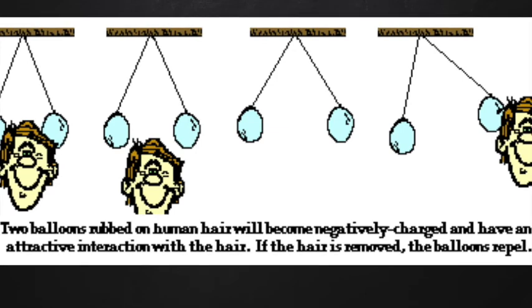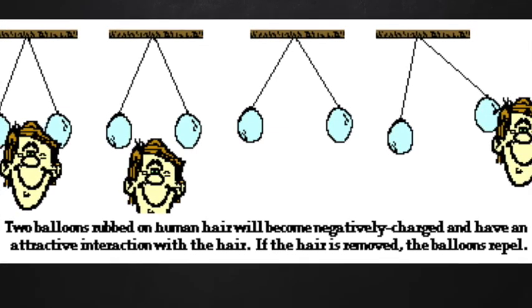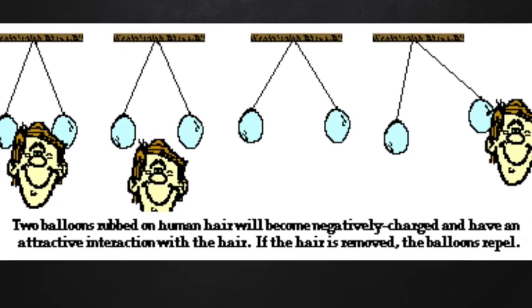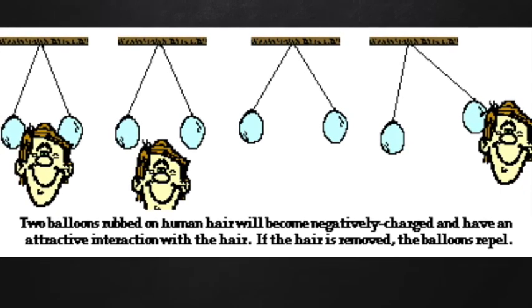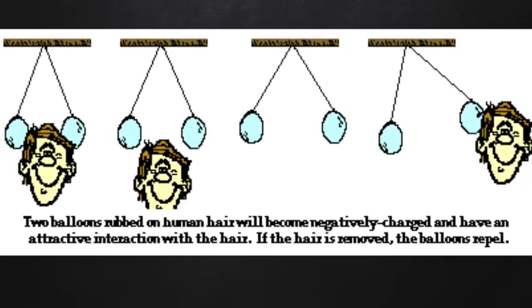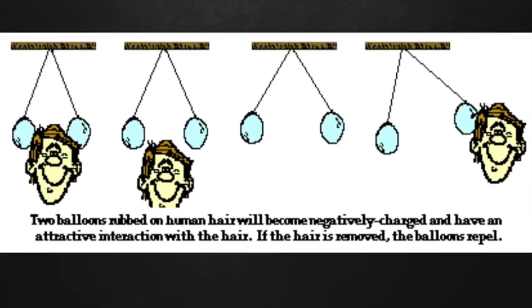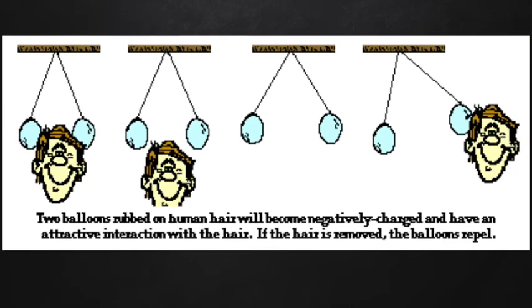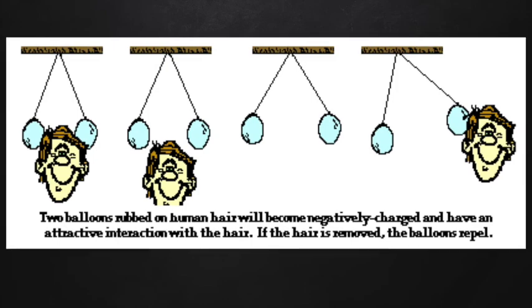This is an example of charging by friction. Two balloons rubbed on human hair will become negatively charged and have an attractive interaction with the hair. If the hair is removed, the balloons repel. Charging by friction is a process of transferring electrons between two objects that are rubbed together. In addition, conductors cannot be easily charged by friction, as the extra electrons gained can easily escape.